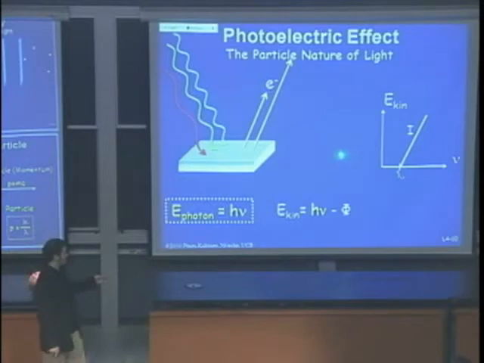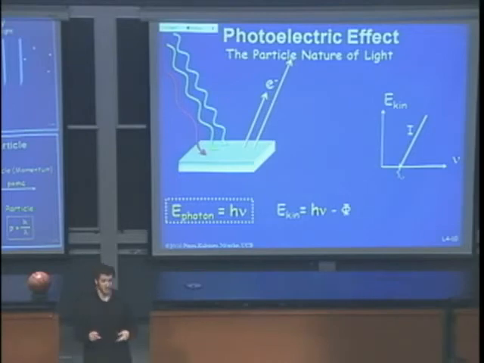Now, this amount of energy that you have to put in until you can start to kick off electrons is called phi, the work function. That's the energy it takes to remove an electron from the metal. Because we know electrons are negatively charged.